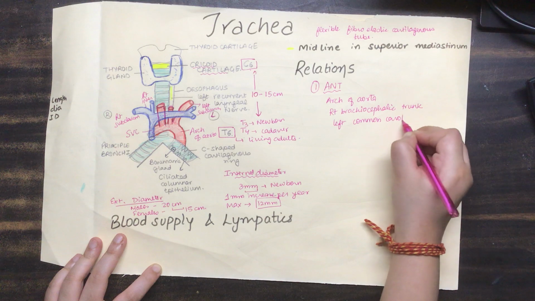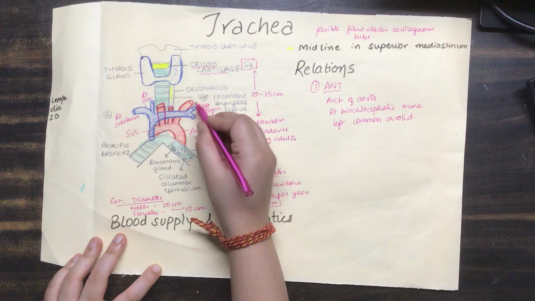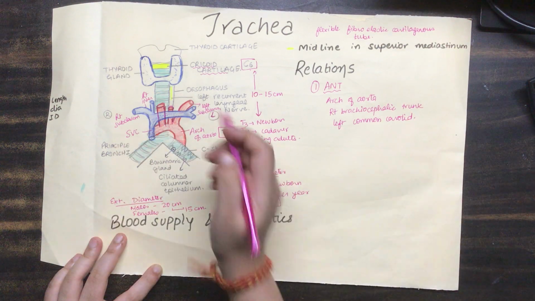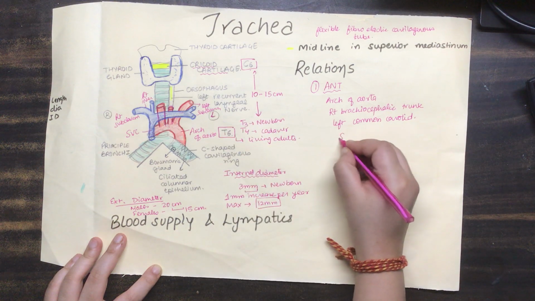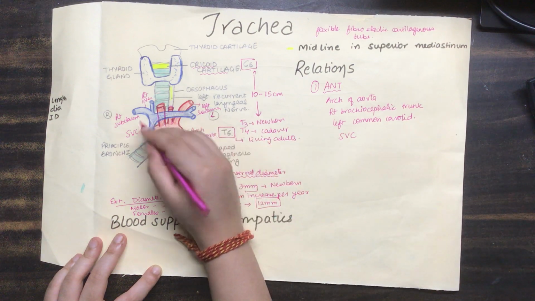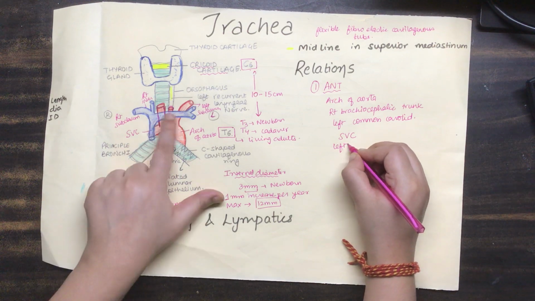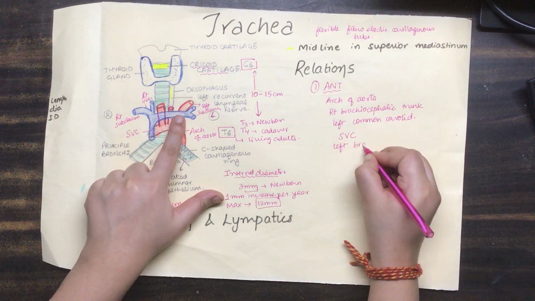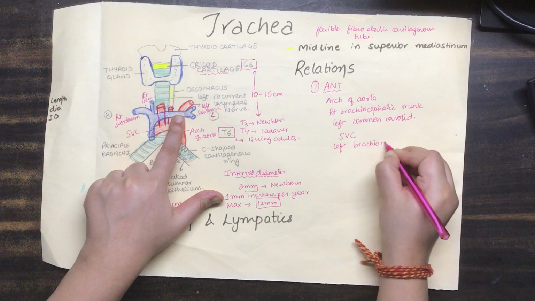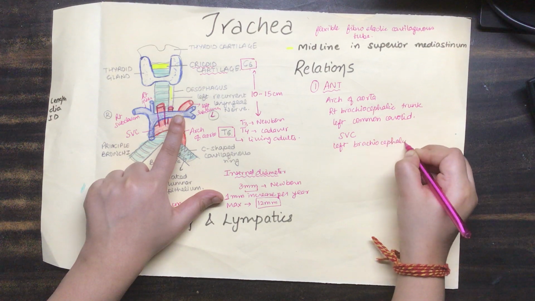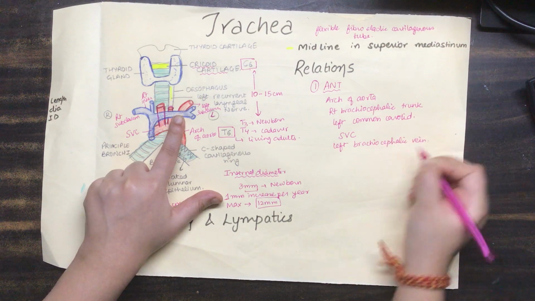Not the subclavian. The subclavian is not here. Then you can have the SVC. So we can have somewhere or the other the SVC as well. But the very, very important one to remember is the left brachiocephalic vein. So these are the relations for the anterior.